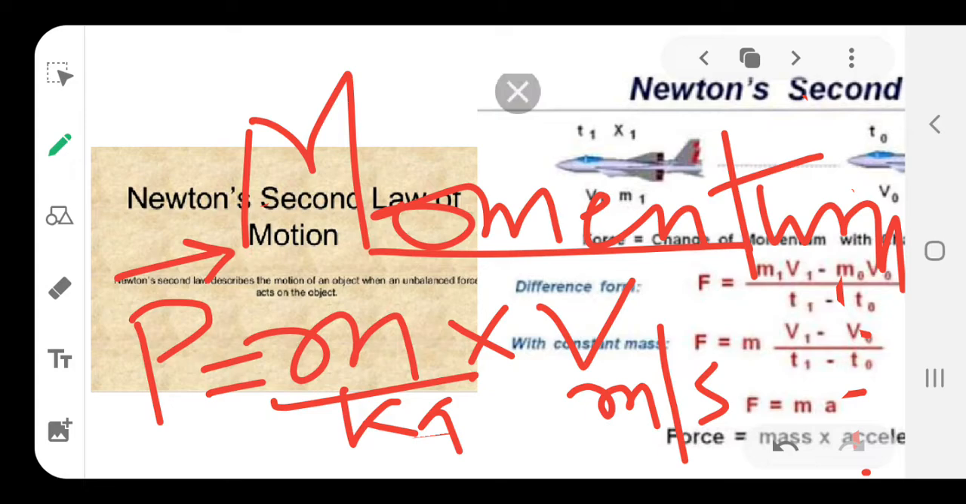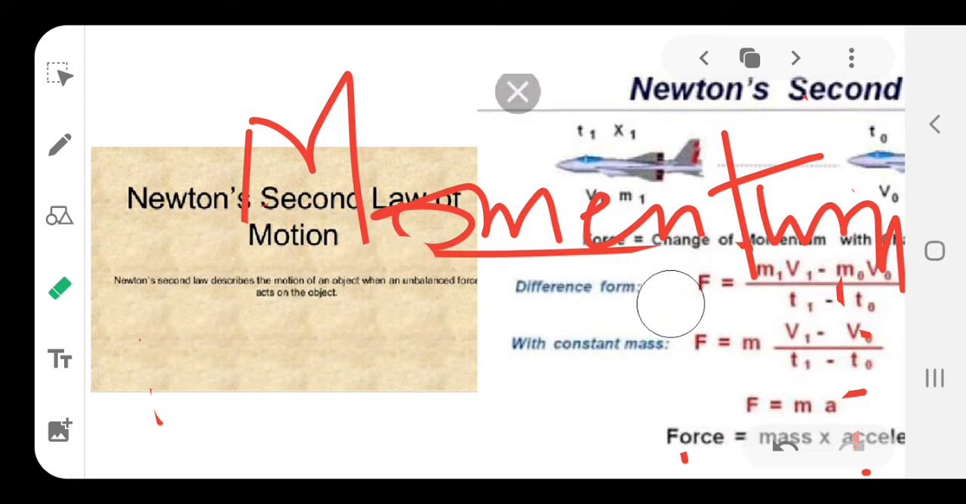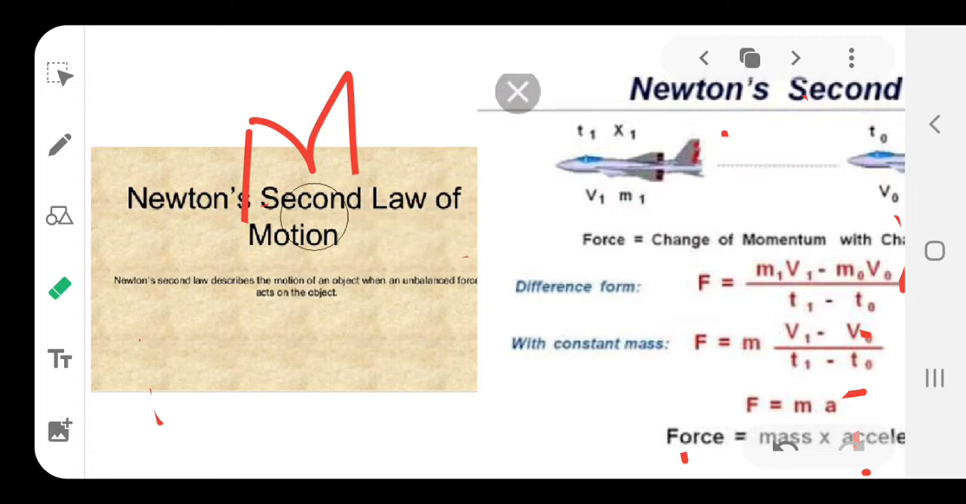Write it down in your respective copies, because we are going to use these terms in this tutorial as well as the next tutorial. With this word we will use another term called rate of change of momentum, because force is also said to be equivalent to the rate of change of momentum.